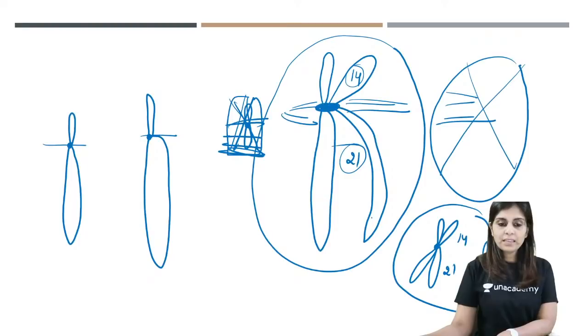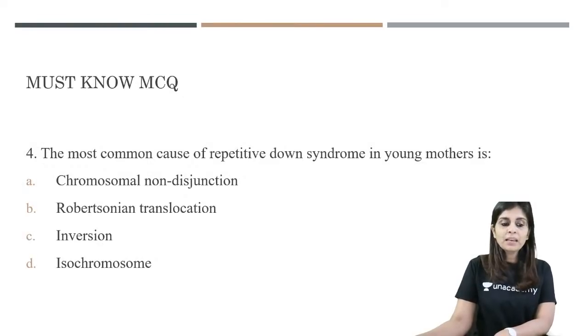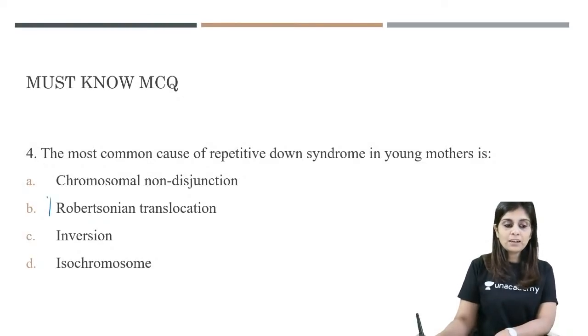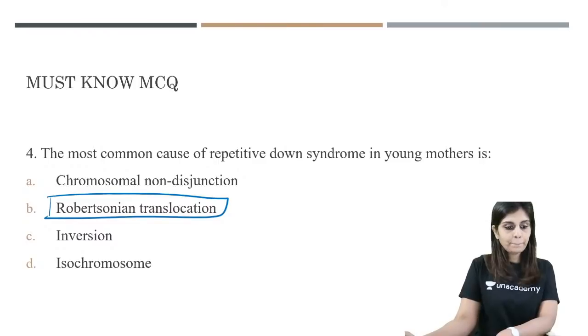Okay, so what is the most common cause of repetitive Down syndrome in young mothers? The most common cause of repetitive Down syndrome in young mothers is Robertsonian translocation involving chromosomes 14 and 21. And what are the facts that might be asked to you? What are the acrocentric chromosomes? You will have to know they are Y chromosome, 13, 14, 15, 20, and 21.